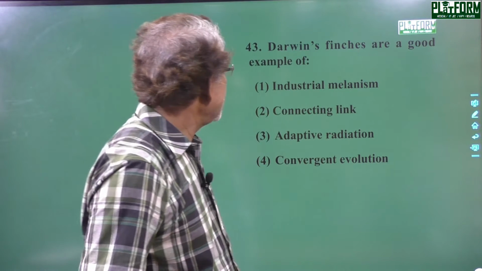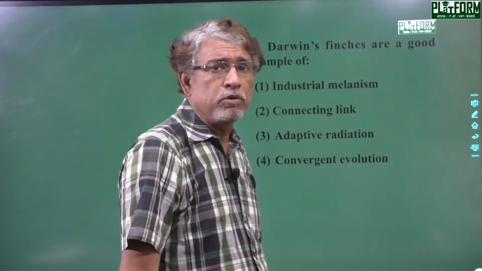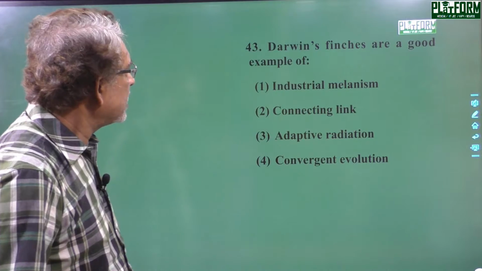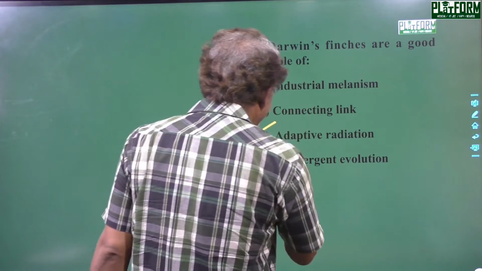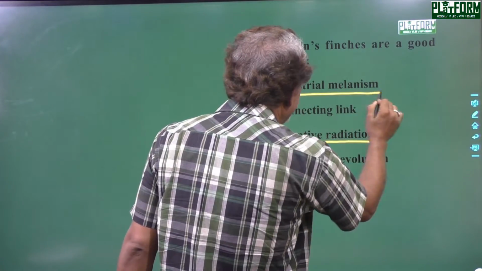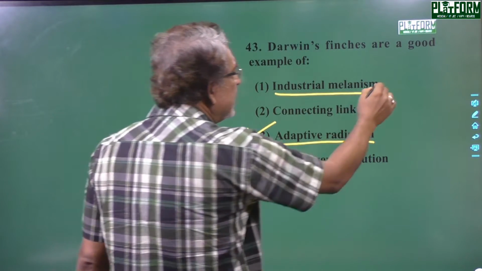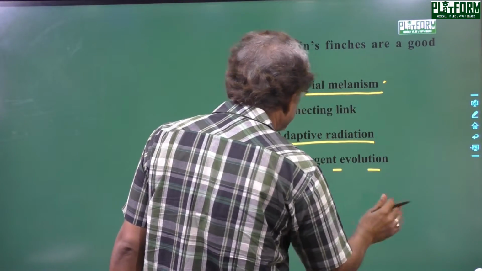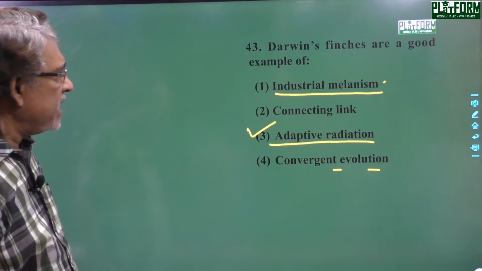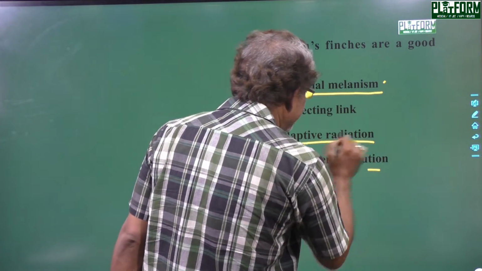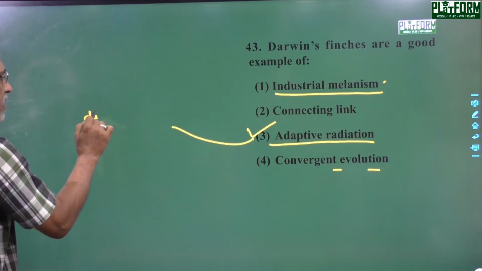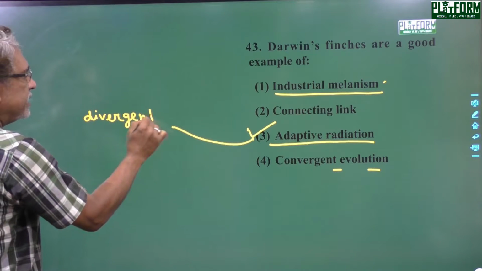Darwin's finches are a good example, a very important question coming from evolution chapter or theories of evolution, mechanism of evolution. Darwin's finches are the good example of adaptive radiation. Industrial melanism, it is not related to Darwin's finches. It is peppered moth. Connecting link, it is not related to Darwin's finches. Convergent evolution, not related to Darwin's finches. It is example of adaptive radiation or divergent evolution.